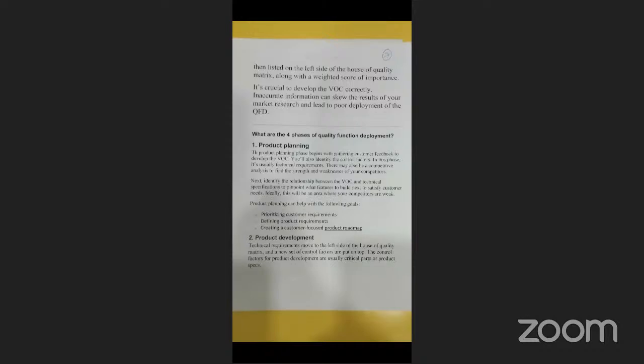Second part is product development. So technical requirement to move to the house of the quality matrix. So the new set of control factors are to be put on the top. The control factors for the product development are usually critical parts or product space.